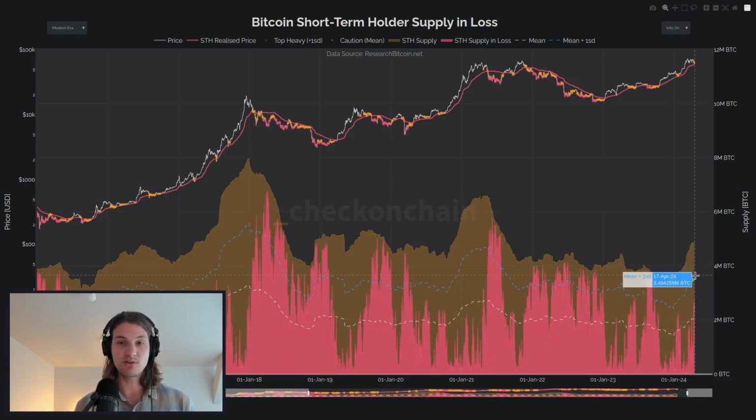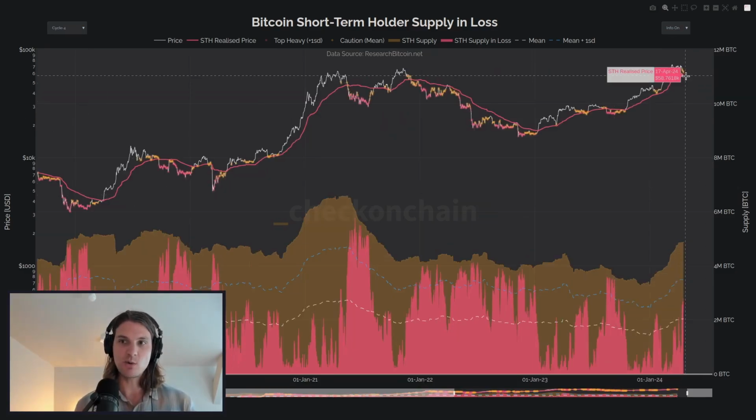Here is our +1 standard deviation level, which is where it would go red. Now, when would this actually go red? Let me put this onto cycle 4, just so we can zoom in on our current price action. As you can see, we haven't quite got down there yet, but we're in the process of getting closer and closer to the short-term holder cost basis.